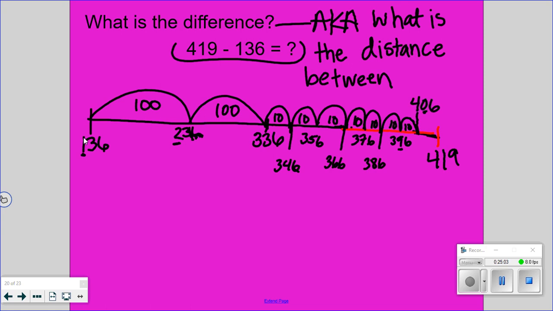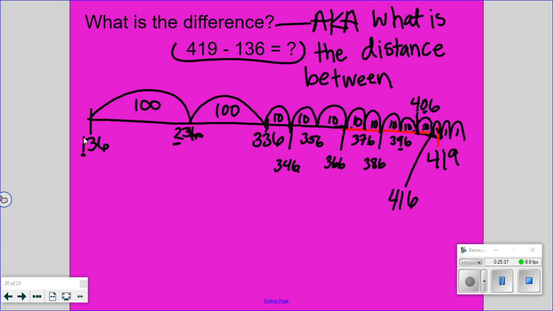Can I do another 10? Yes! What number am I at now? I was at 406. 416. Can I do another 10? No, you're at the end. Now I'm at 416. You gotta do one more. I gotta do some ones. 417, 418, 419. Whoa, that was crazy.